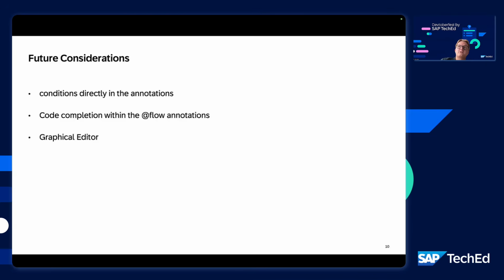Some future considerations for the flow features are to make this work productively and release it so everybody can use it. Another thing we are thinking about is maybe conditions directly in the annotations, so that the price-dependent transition we've seen earlier could be defined in the annotations. Another nice thing would be code completion within the @flow or @from and @to annotations. And another nice thing would be a graphical editor where we could click together all the statuses and transitions, and then from that the annotations are generated.